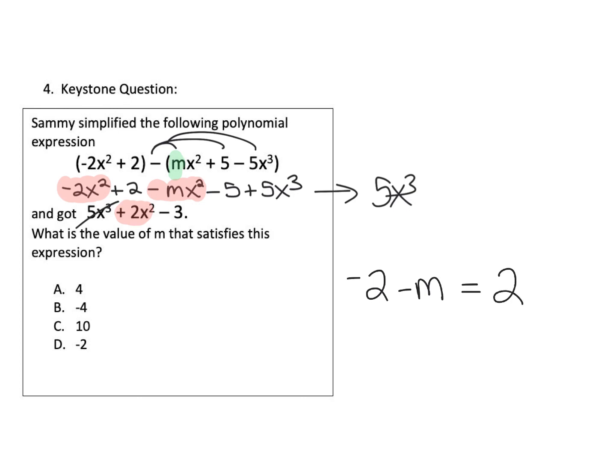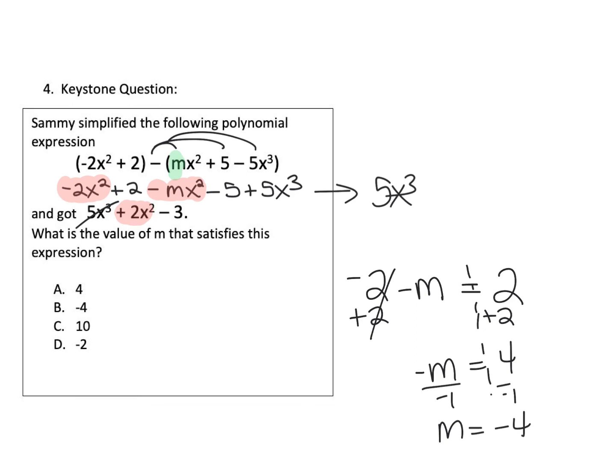So if you just think of this like an equation, what would m have to be? I would add 2, which gives me -m equals 4, divide by -1, and m has to be -4, so it's option B.